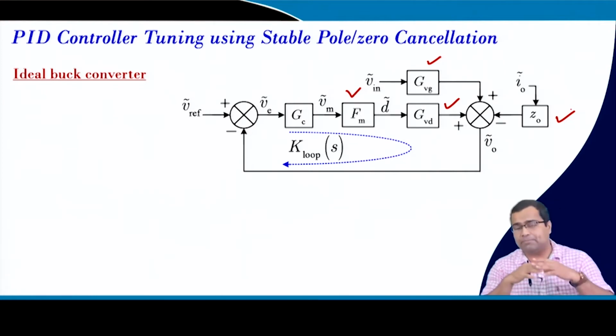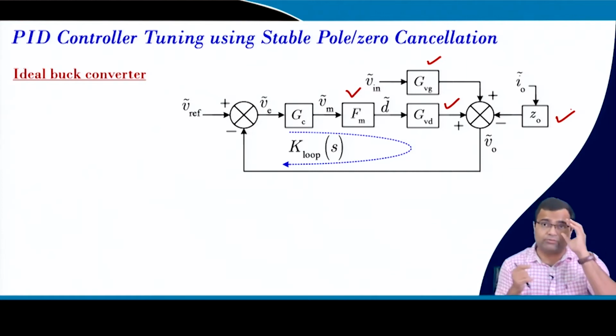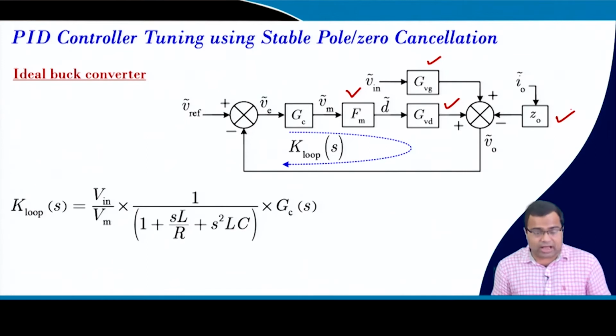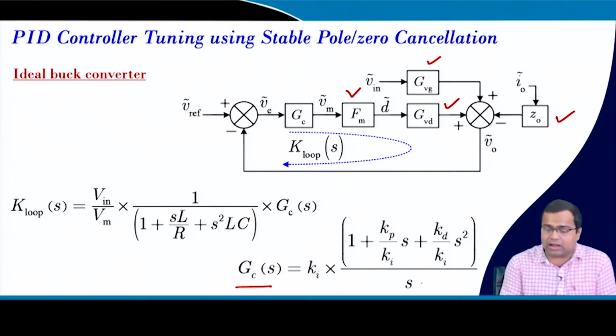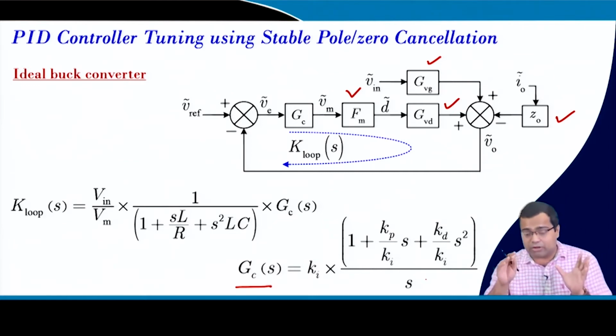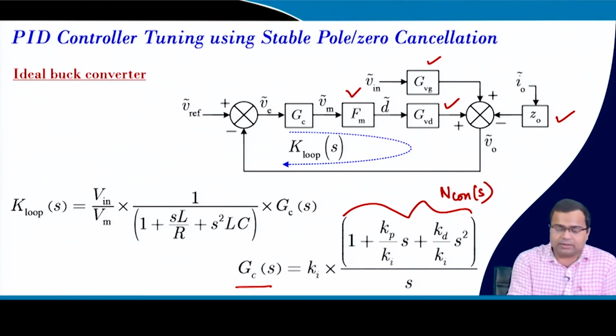Okay, that means we have verified the models are reasonably accurate, at least within the control bandwidth, but we have not talked about how much control bandwidth we can achieve. So, for the ideal buck converter, this is the loop transfer function, and then we take an ideal PID controller, and we are going to talk about the realization aspect later. But what is our objective? Our initial objective is to cancel, that means we need to set the numerator polynomial of the controller to the denominator of this plant.